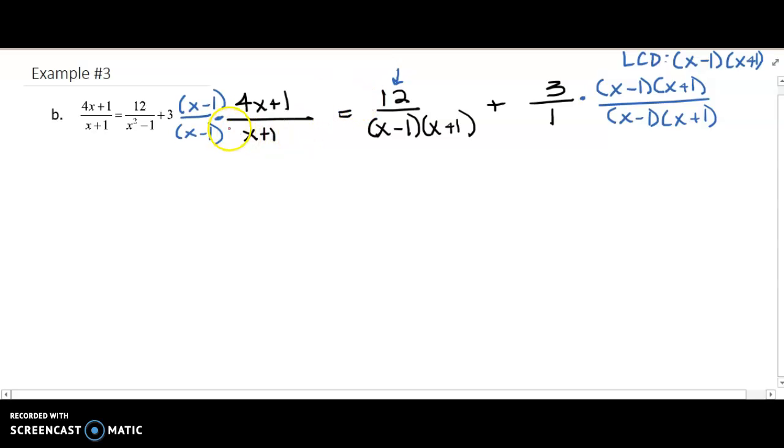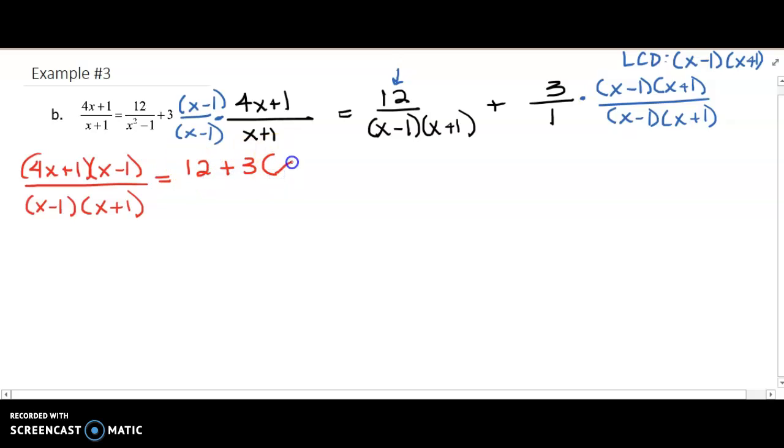All right, so when I do that, I'm now left with (4x plus 1)(x minus 1) over (x minus 1)(x plus 1). That's going to equal, I'm going to go ahead and add these together, so 12 plus 3 parentheses, (x minus 1)(x plus 1), over (x minus 1)(x plus 1).